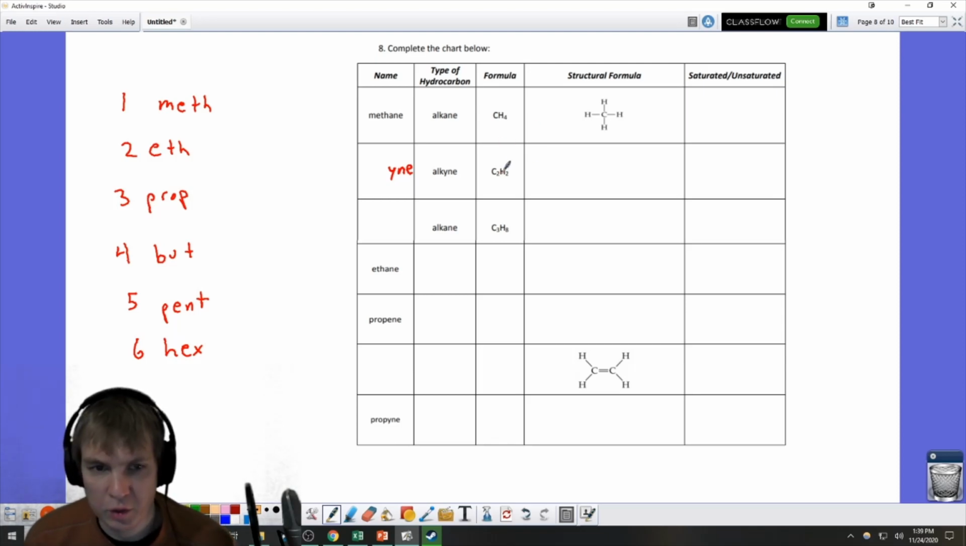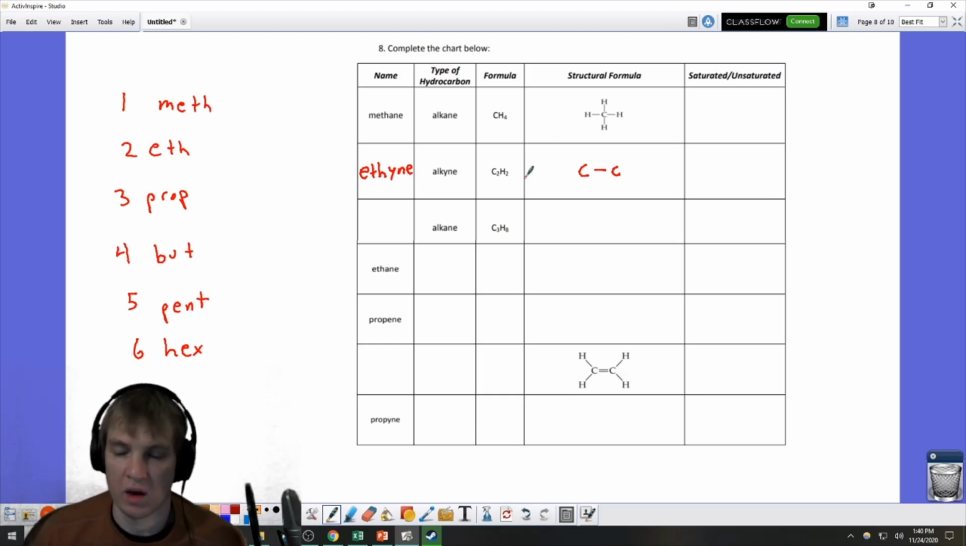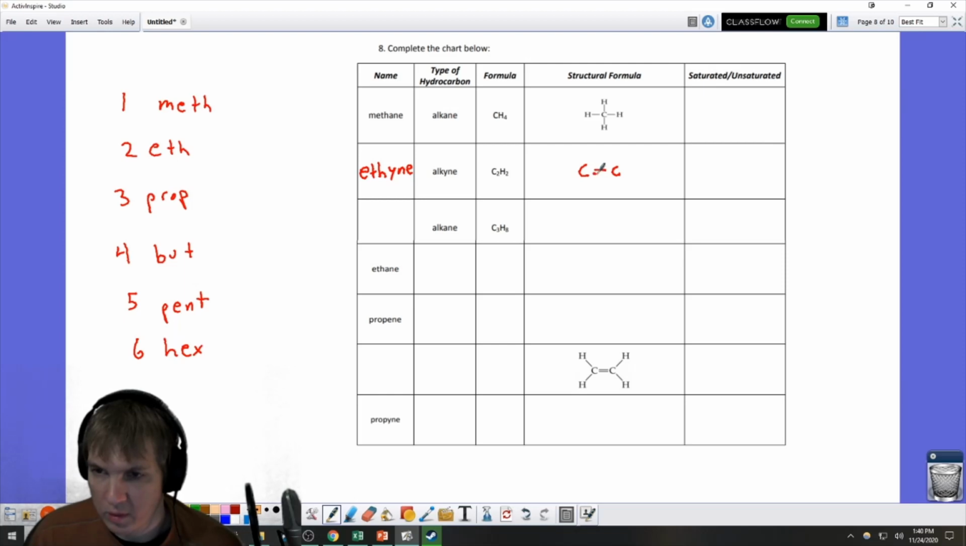So if we had 2 carbons, the root word was eth, so we can write ethyne as our name for this compound right here. So if we had 2 carbons, I'm just going to go ahead and draw a carbon with a single bond and a carbon, but the yne represents that we have a triple bond in between the 2 carbons. So I'm going to go ahead and draw that triple bond.